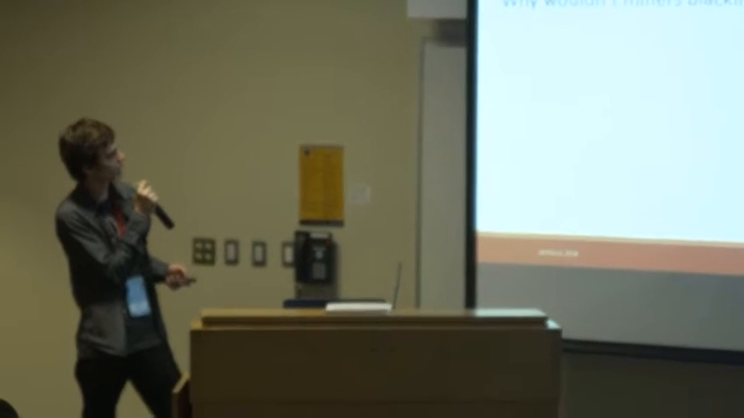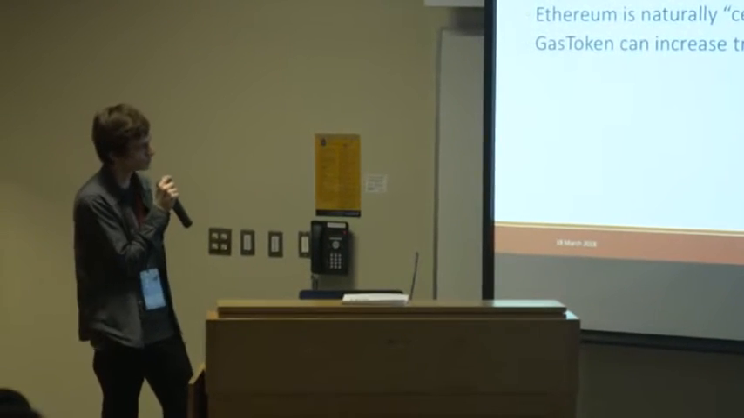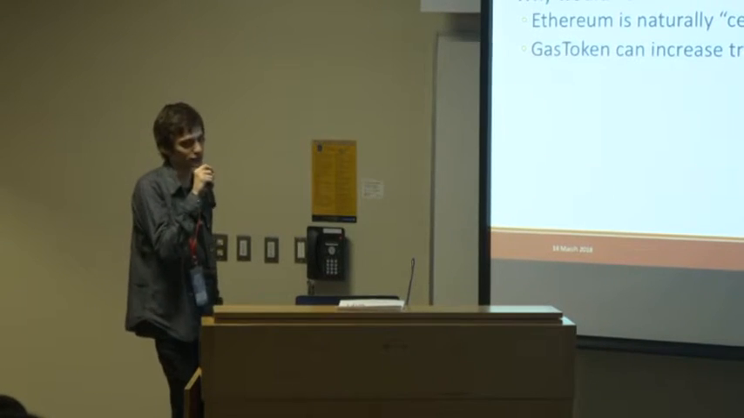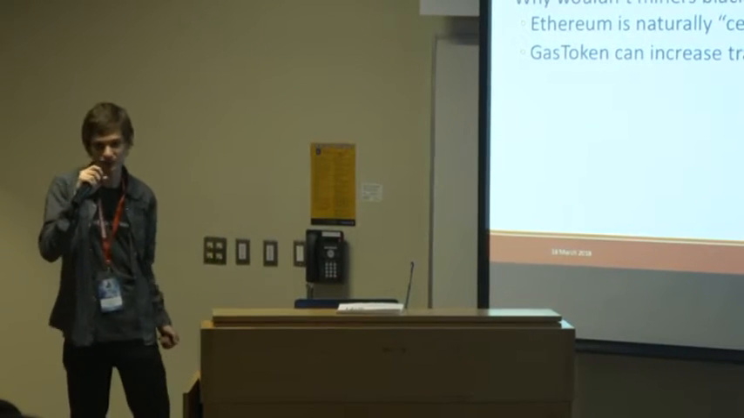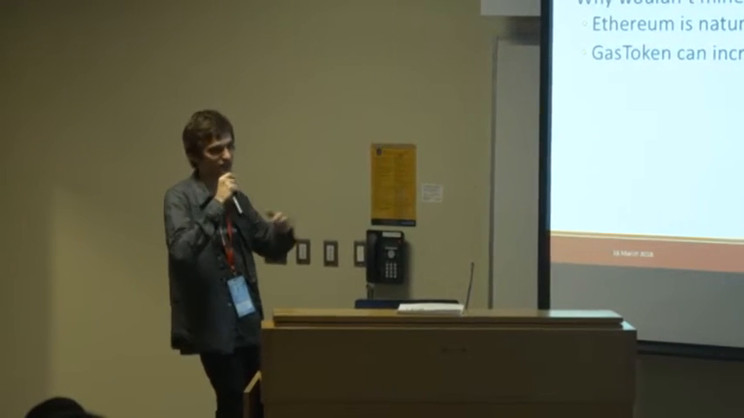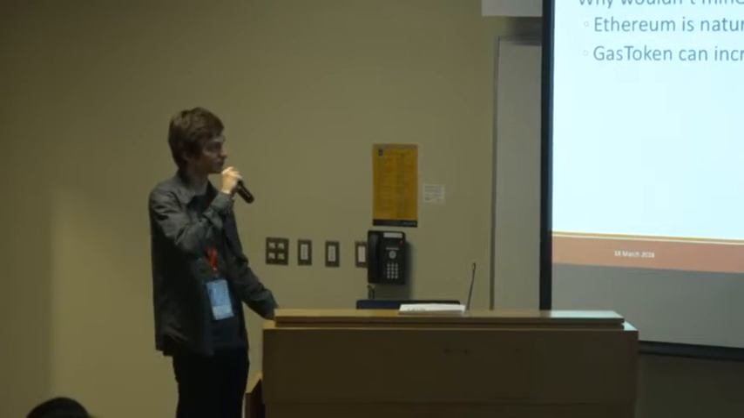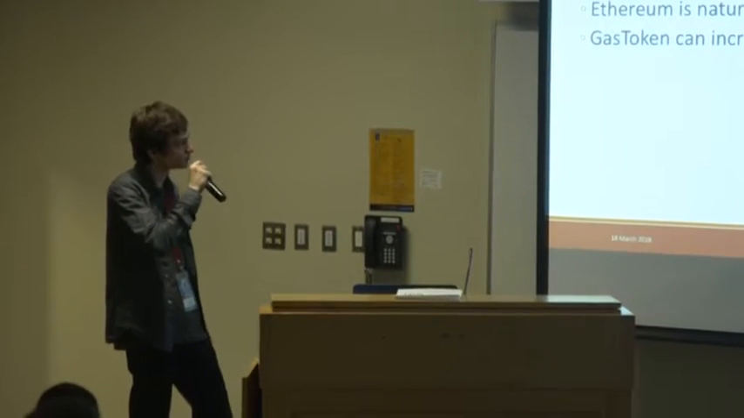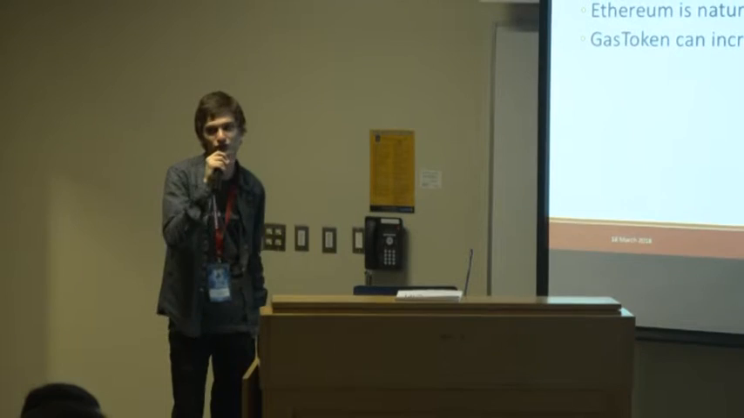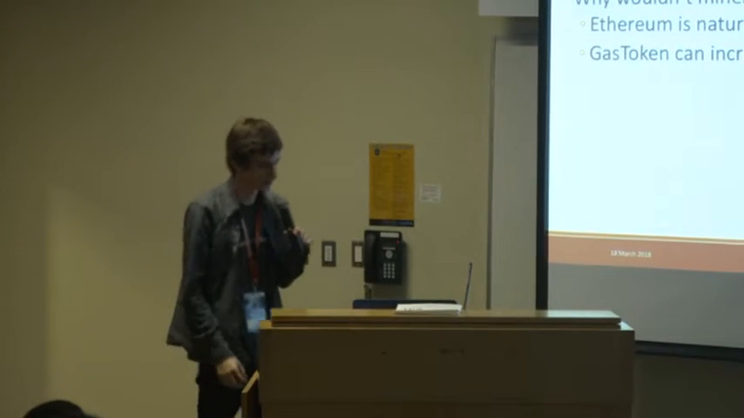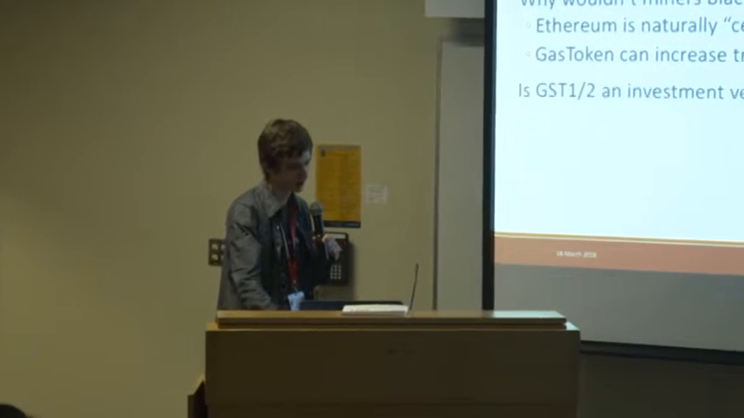So why wouldn't miners blacklist gas token? Well, two reasons. Ethereum is naturally censorship resistant, so any soft forks open the miners up to DOS attacks. You can just create a bunch of expensive looking transactions that will never actually validate and use that as an amplification vector to flood miners. Gas token can also increase transaction demand when gas prices are low, so it's not clear that it's necessarily as much of a net loss to the miners as it looks initially.